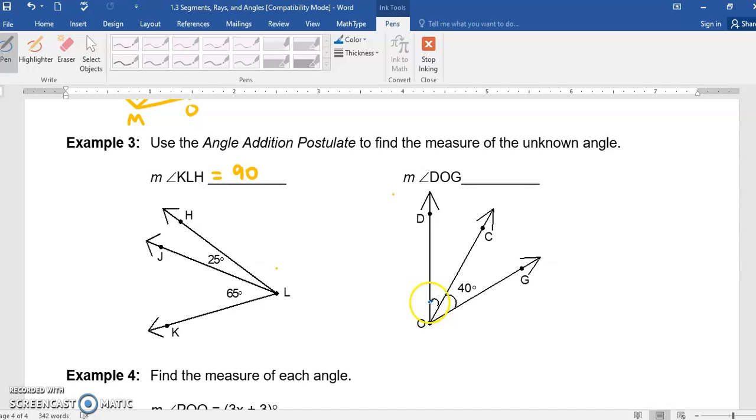Now, because we have one little arc here, one little arc here, that means those two angles have the same measure. So if this piece is 40, this piece must also be 40. So then angle BOG, the whole thing, is the 40 plus the 40, or 80. So you have to look for the markings sometimes. If they're not indicated, just because they look like they might be the same, you can't assume that. You need to either be told in the directions or with labels such as those.